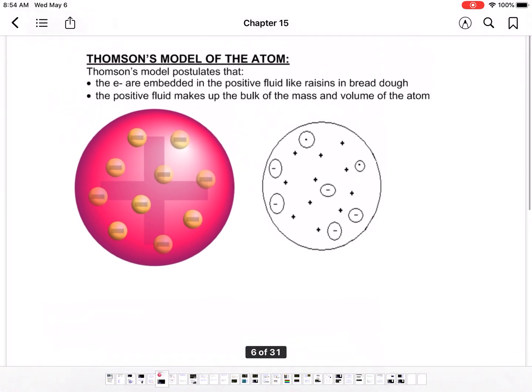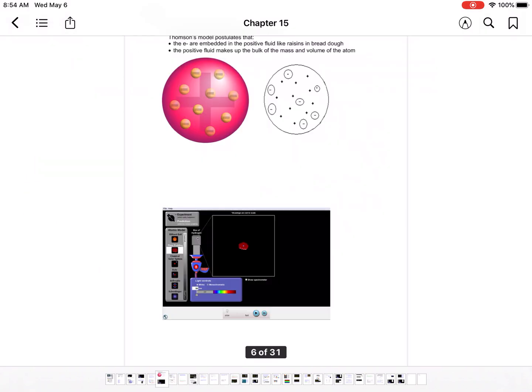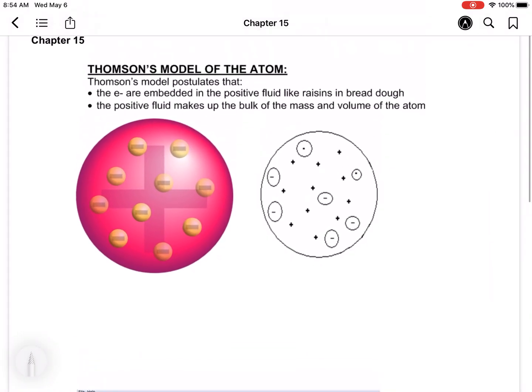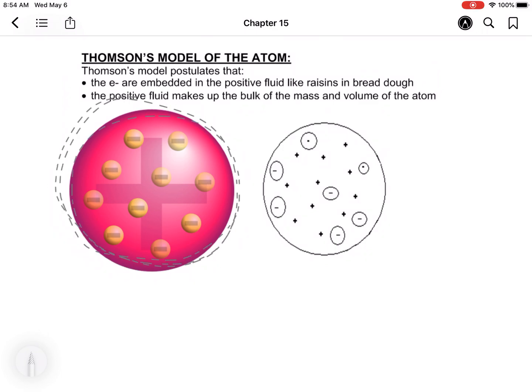Okay, so this is his model, Thomson. It goes Dalton, billiard ball, now Thomson, and his is the plum pudding model, or the raisin bread, right? Basically, he said that the whole thing is positive. There's a big positive fluid-like object, and it's got electrons floating around in it, just randomly spaced out.